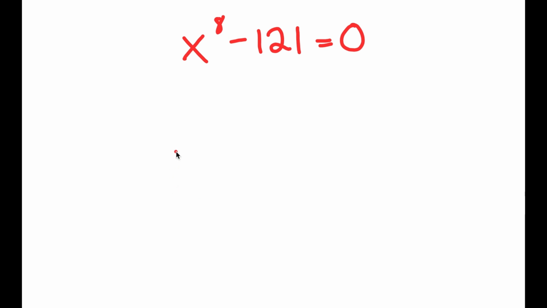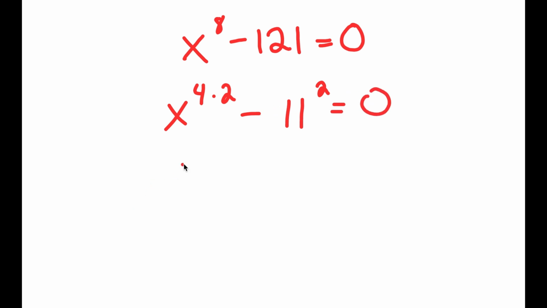Alright, so in this problem, I have x to the power of 8 minus 121 is equal to 0. So to solve this, I'm going to first start by rewriting x to the power of 8 as x to the power of 4 times 2. Now I have this minus 121, which is the same thing as 11 squared.